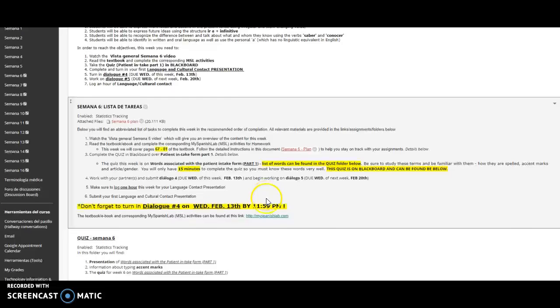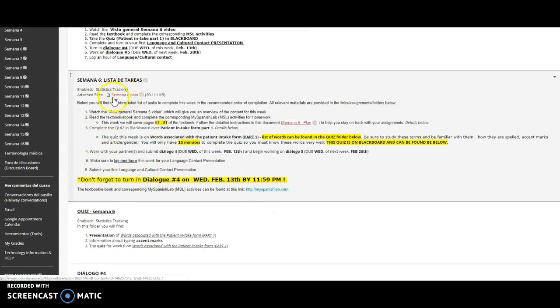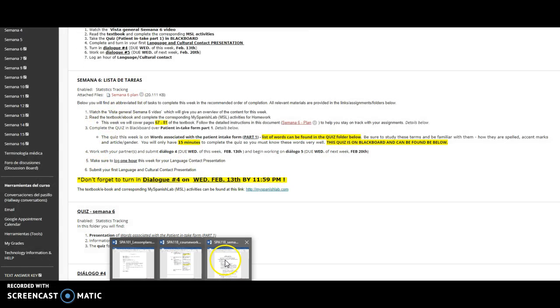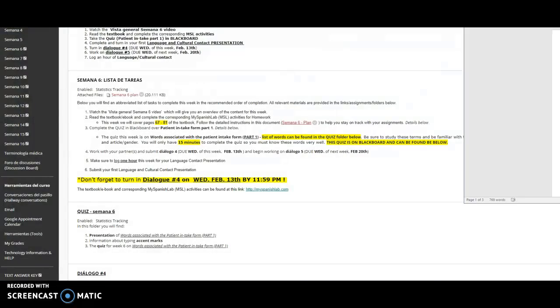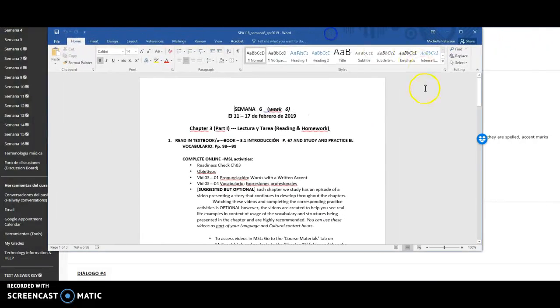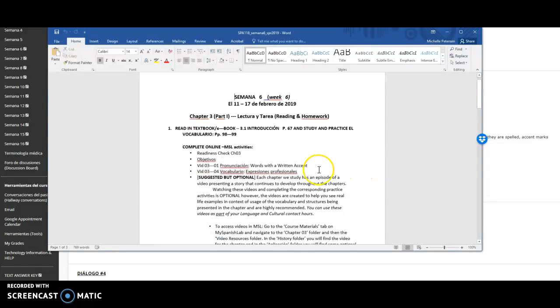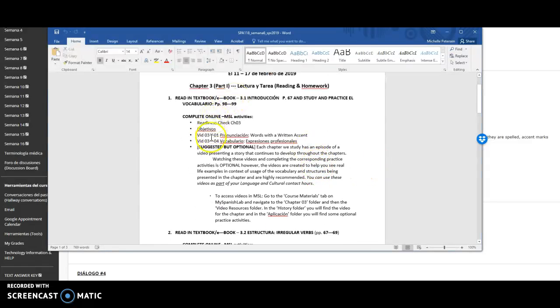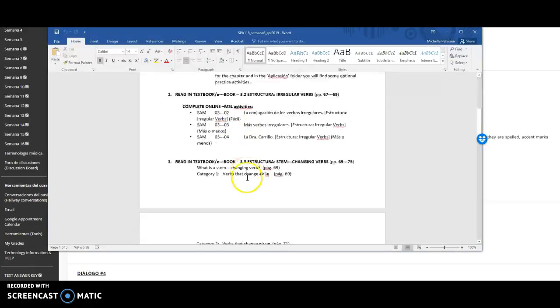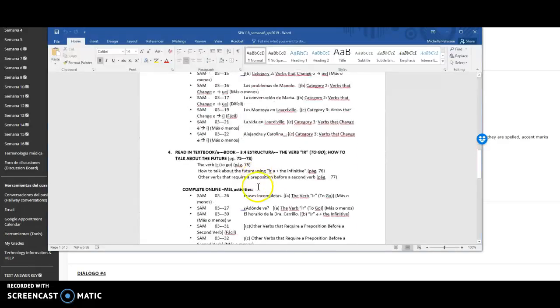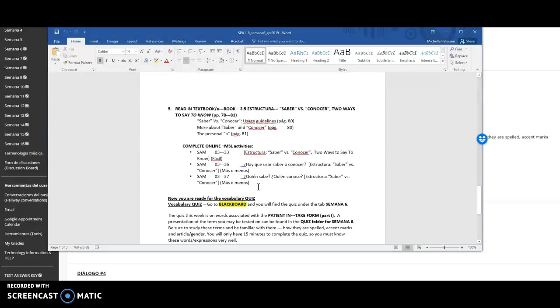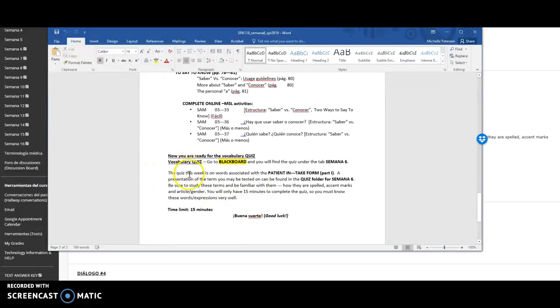Now, specifically, you can look at the plan for the week. Let me go ahead and swing that over. It breaks it down for you as to the pages in the book and then the corresponding activities you should be completing in My Spanish Lab. And then it reminds you that the quiz is on Blackboard, and the quiz will be 15 minutes over words associated with a patient intake form.